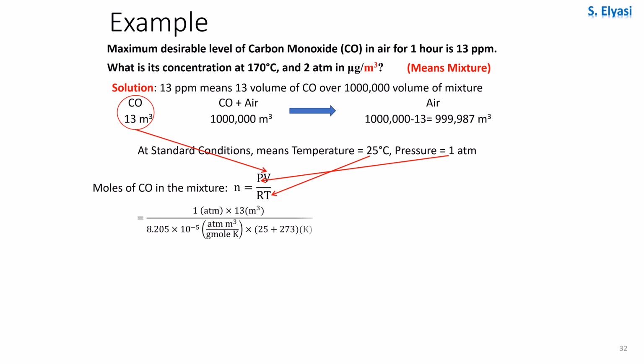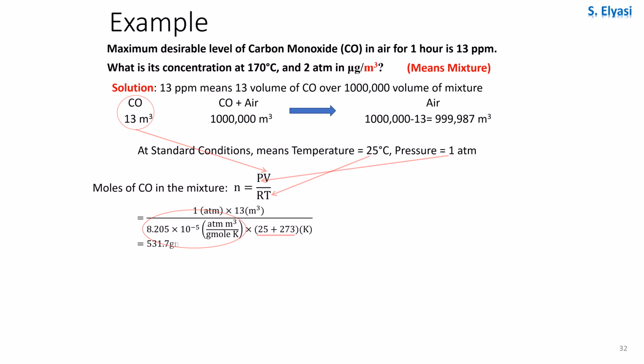Applying the ideal gas law, we use 1 atmosphere for pressure and add 273 to 25 degrees Celsius to convert the temperature to Kelvin. The appropriate gas constant is 8.205 × 10^-5 atmosphere cubic meters per gram mole Kelvin.